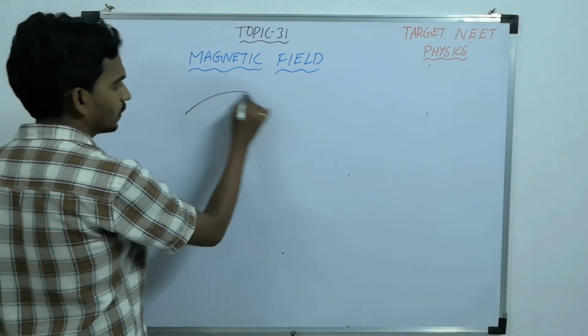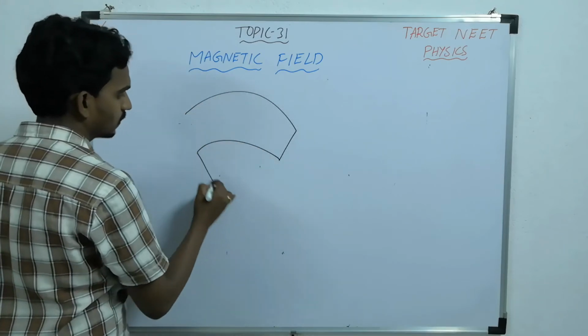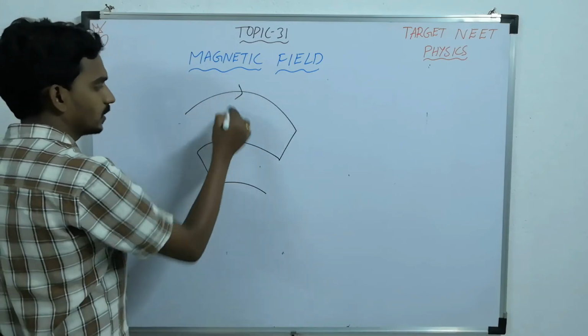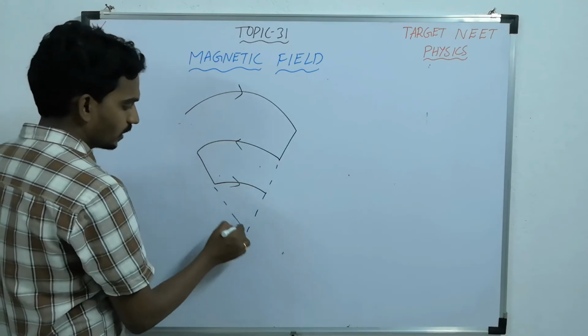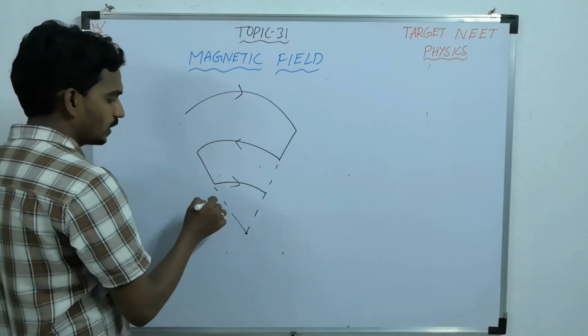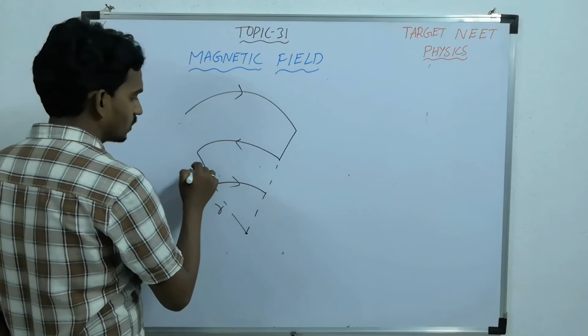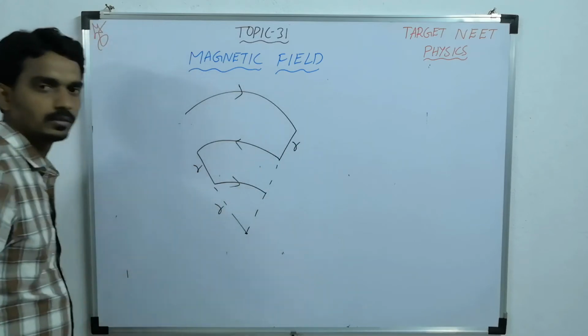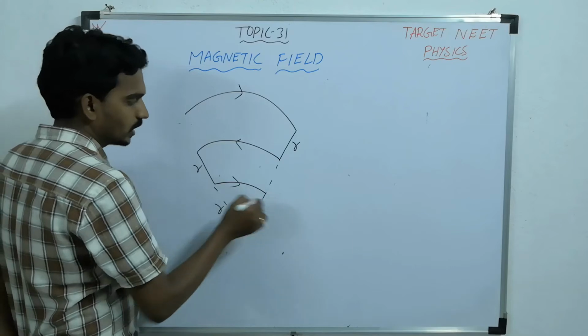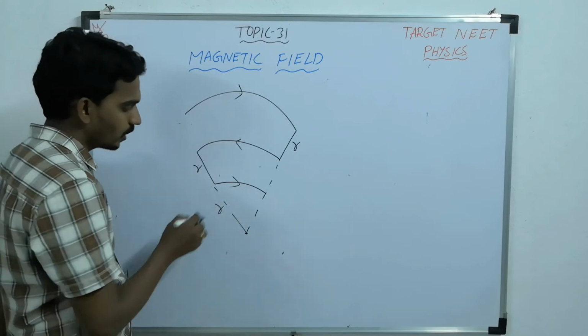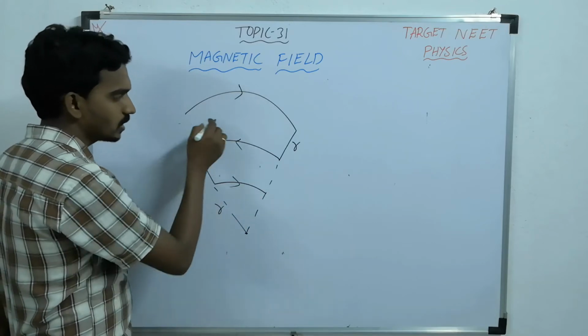Consider one circular element. Now you have to find the magnetic field here, and this value is R, this value is R, this value is R. So there are 1, 2, 3 circular elements. One is of radius R, one is 2R, one is 3R.